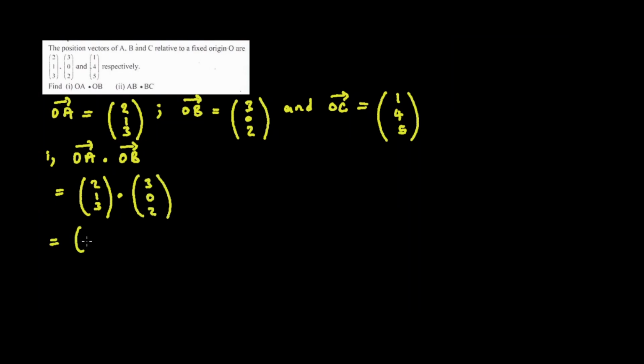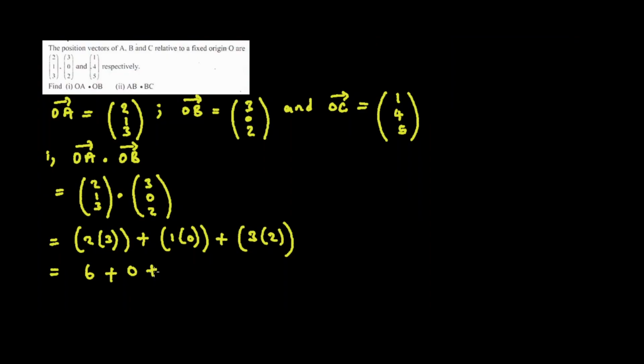Now, zvoreva kuti 2 multiplying 3 plus 1 multiplying 0 plus 3 multiplying 2, which is going to be 2 times 3 is 6, plus 1 times 0 is 0, plus 3 times 2 is 6. Correct, our answer is 12. Like that.